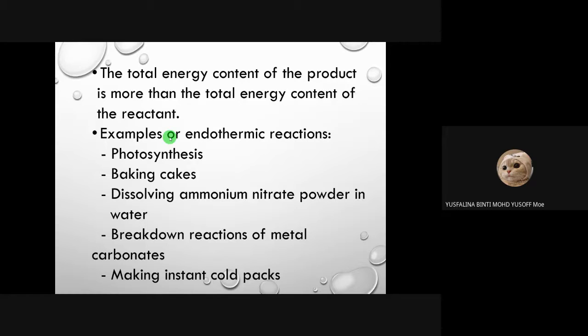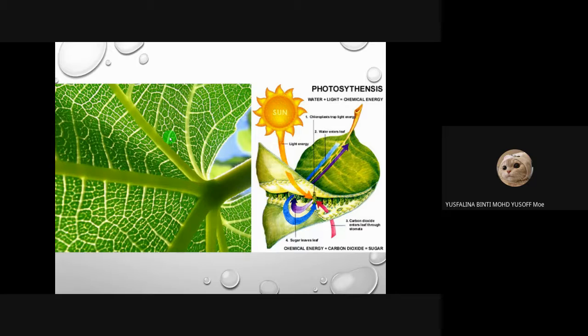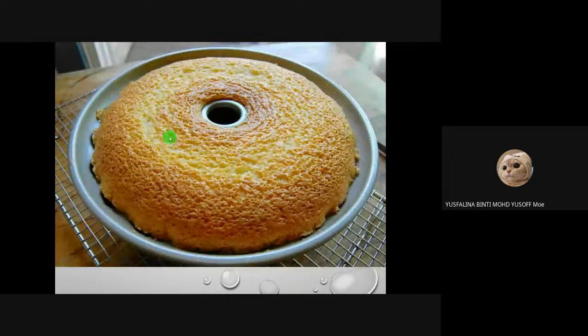Or you can see it like baking a cake: it absorbs the heat energy from the hot air in the oven. Or you dissolve ammonium nitrate powder in water, or the breakdown reaction of metal carbonate. This one you already learned in chapter 4, the reactivity of metals. And also making instant cold packs. So these are examples of endothermic reactions. Photosynthesis absorbs light energy, which is essentially heat energy. And baking a cake.